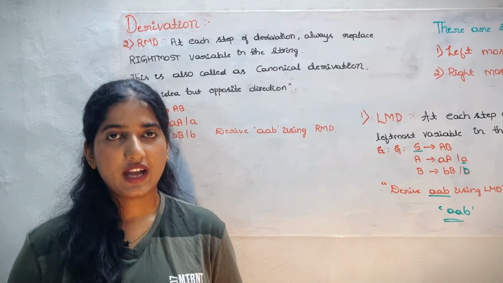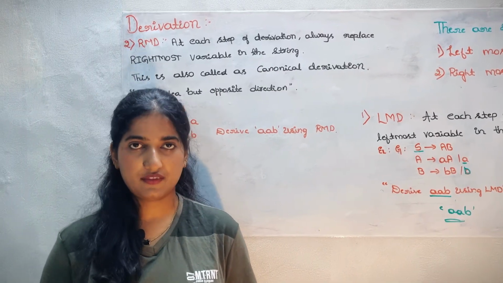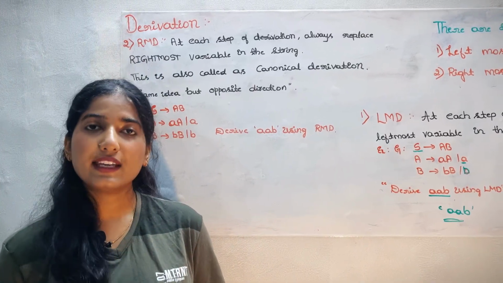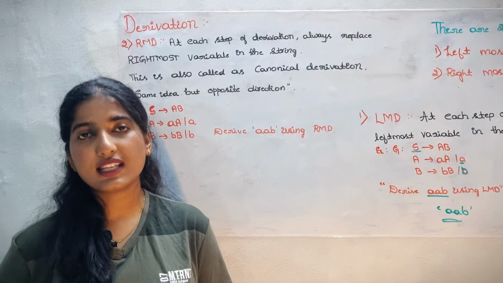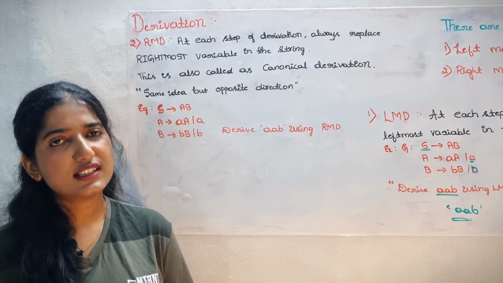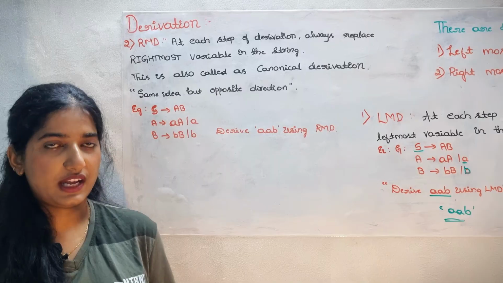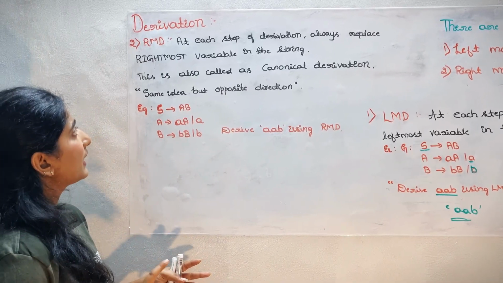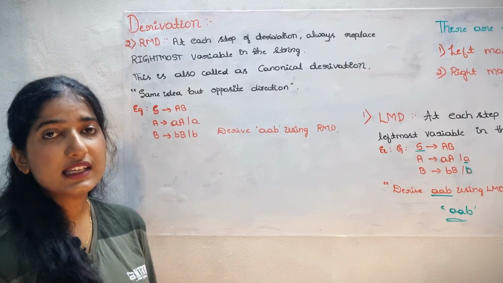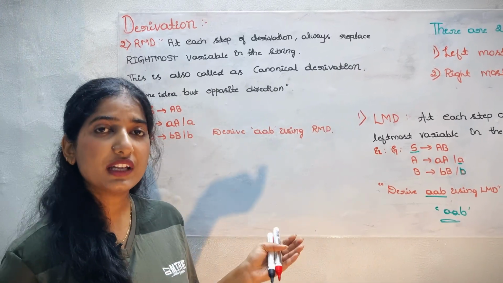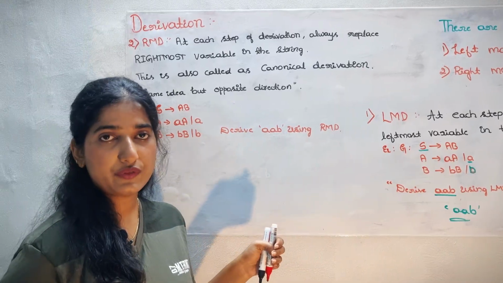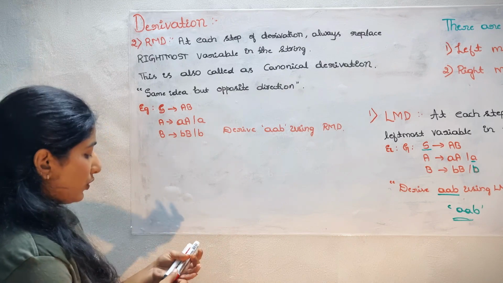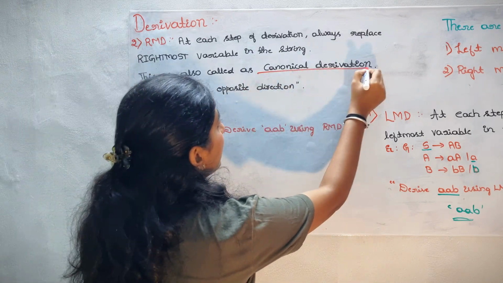Okay, we have seen leftmost derivation. Now which one do we have to see? We have to see the next one, that is rightmost derivation, which is called RMD. So here it is the same thing, but in a different way. At each step of derivation, always replace the rightmost variable in the string. So in the LMD we were replacing the leftmost variable, but here we are replacing the rightmost variable. So this is also called canonical derivation.